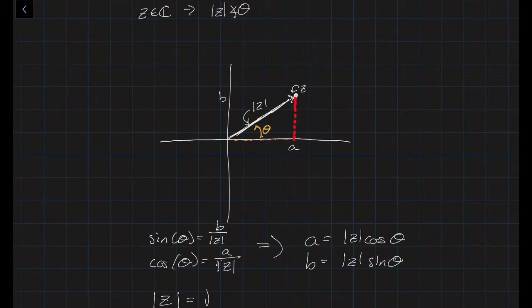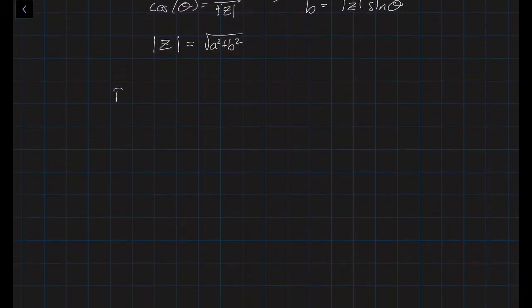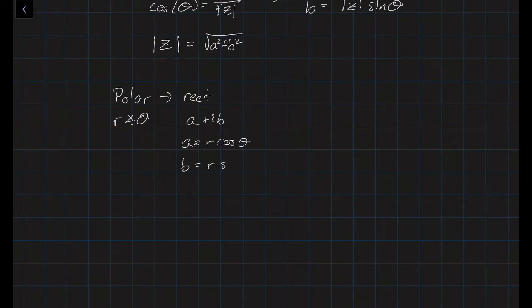Now, since we're in the plane, we can also define length as we normally would in the plane. So the length of our line from the origin to the point is just going to be the square root of a squared plus b squared. So let's write down exactly what it means to convert from polar to rectangular. And then from rectangular to polar, it's going to be a little trickier, but not too much more difficult.